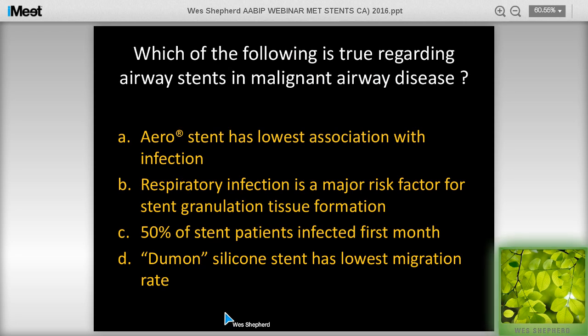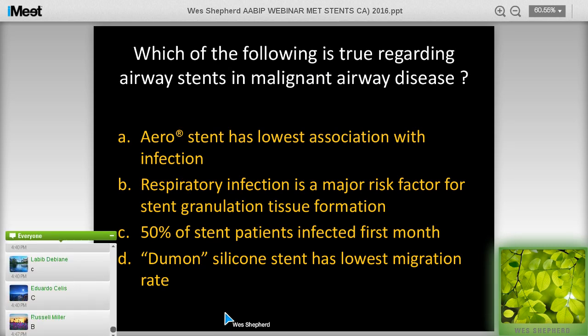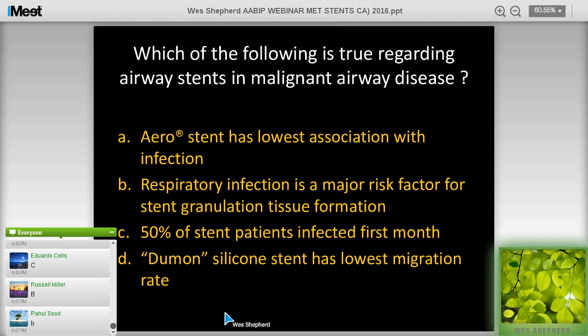Which of the following is true regarding airway stents and malignant airway disease? Aero stent has the lowest association with infection. Respiratory infection is a major risk factor for granulation tissue. Half of stent patients are infected in the first month. Or the Dumon type silicone stent has the lowest migration rate.